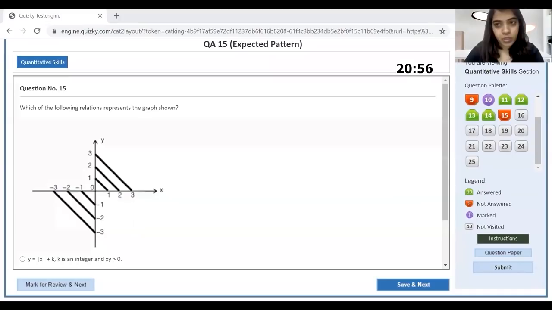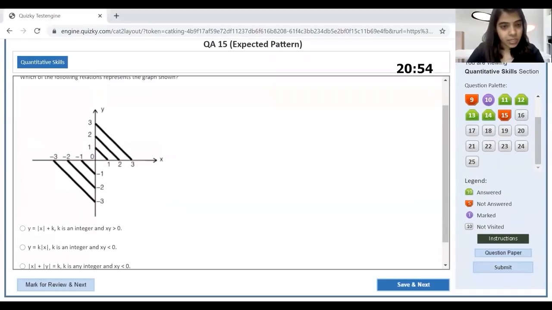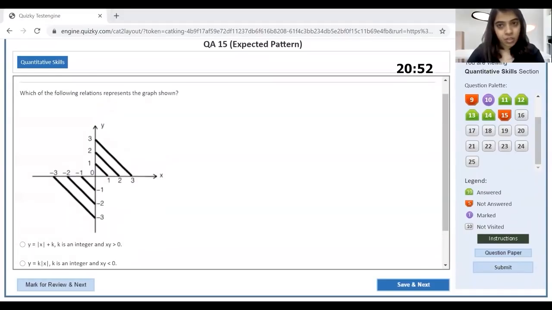Represent the graph shown below. And let's see, it is a broken graph. What can we say here? X plus y equals 1. And if x is 1, y is 0. If x is 0, y is 1, right? If x is 2, y is 0, 0, 2, and so on. Same for negatives, right?